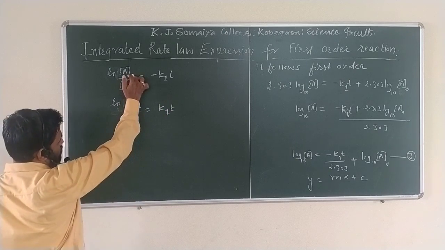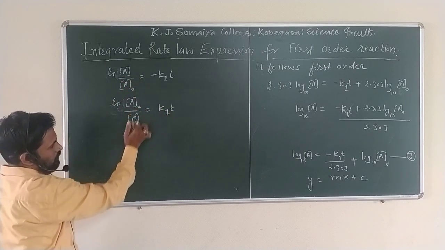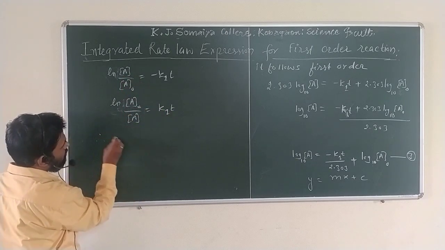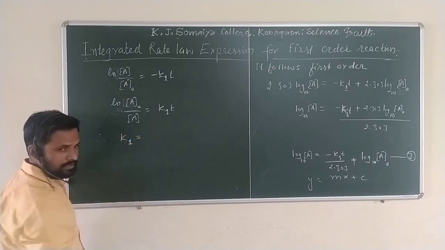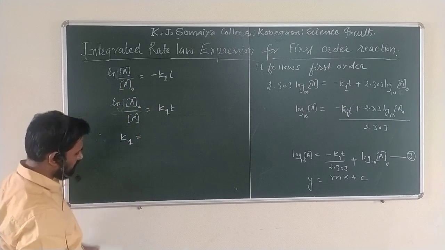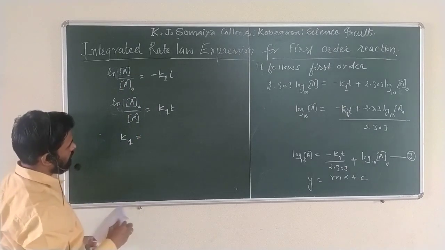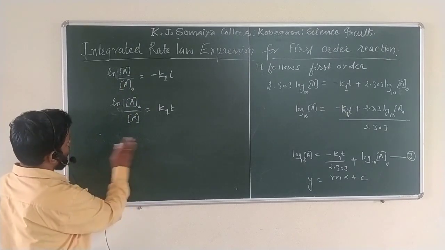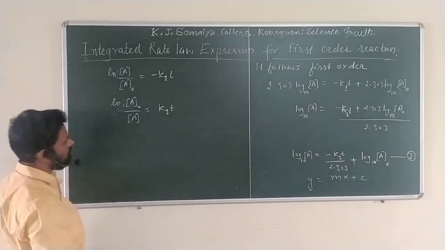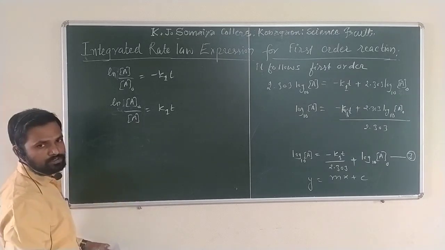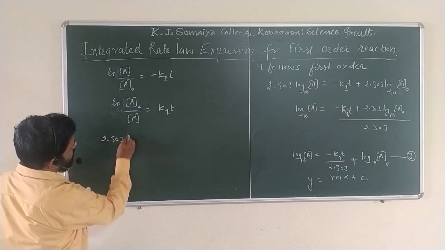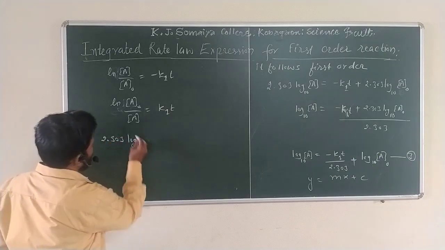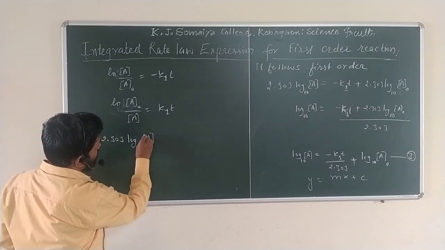So here concentration of A upon A0 becomes A0 upon A. Therefore K1, what is K1? K1 is nothing but the rate constant. It can be written in terms of log to the base 10, so ln can be converted to 2.303 log 10. That will be more convenient for us.